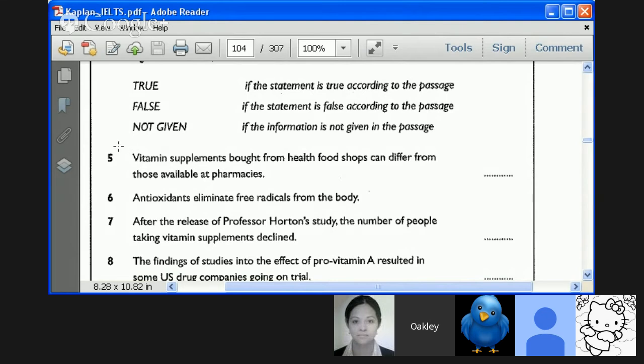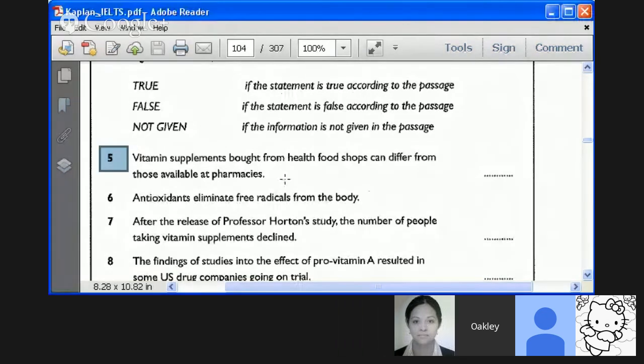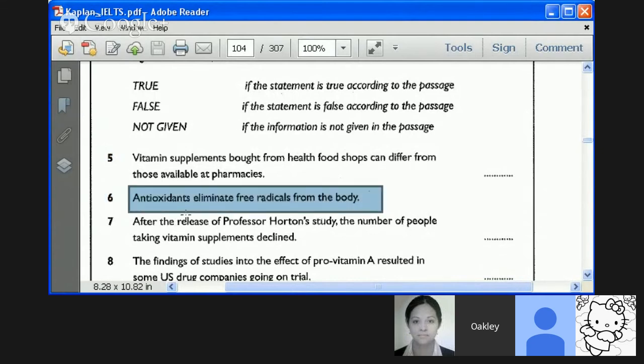Okay, so actually the answer to number 5 is false. All right, let's look at the next one. Lipe, number 6. Antioxidants eliminate free radicals from the body. Very quick, short statement. Yes, I think that's true. However, we probably should search. What are we going to search for?